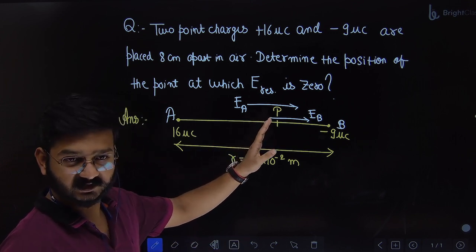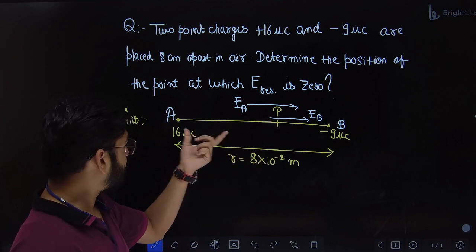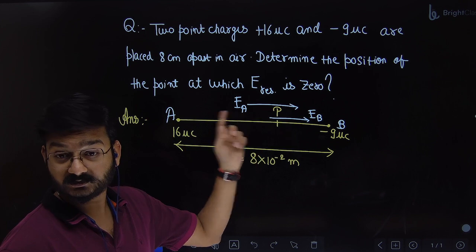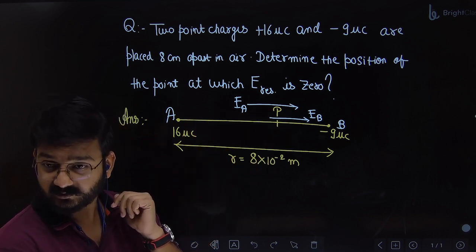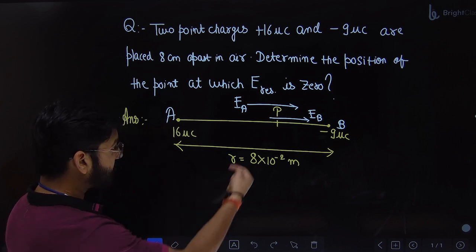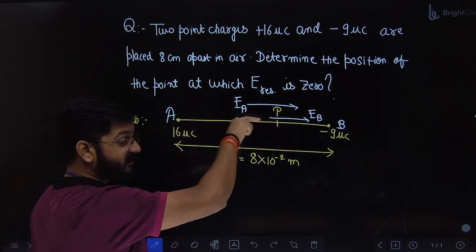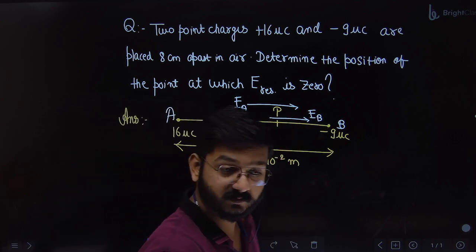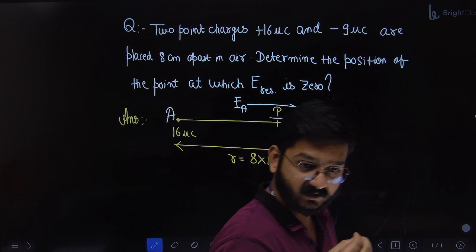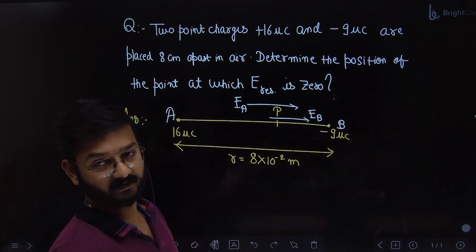I hope the explanation is clear: why the neutral point cannot be on the line joining them when the charges are of opposite sign. If I make both of them negative, then EA will be towards the negative charge, and EB will also be towards its negative charge. So both of them will be in opposite directions, which means a neutral point can exist. But when the charges are of different sign, there is no possibility.